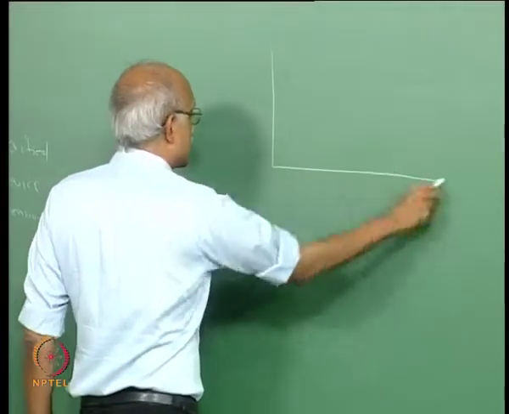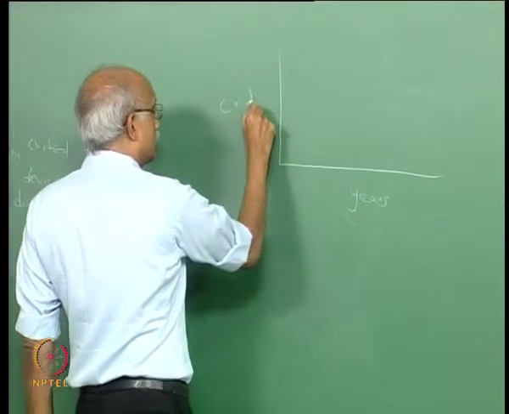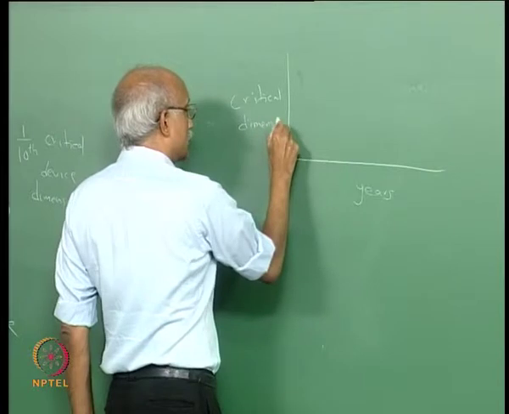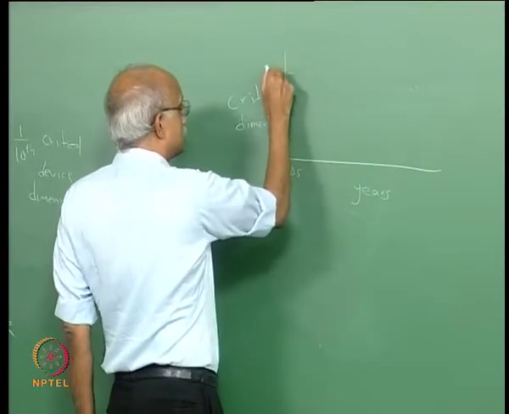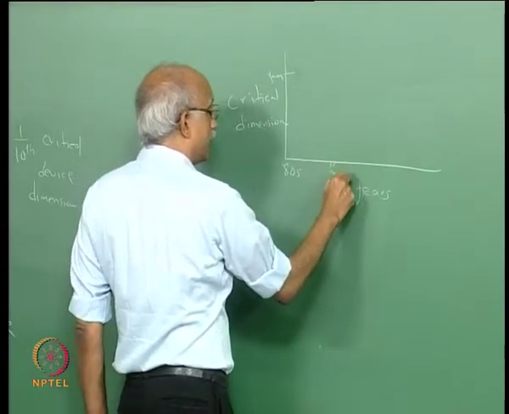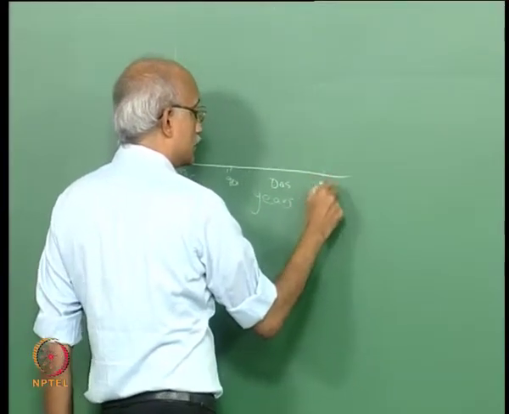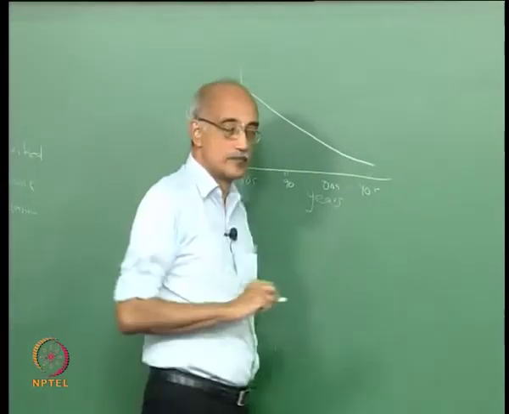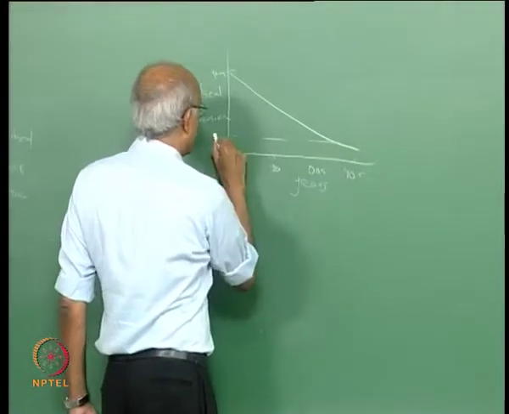So if you look at this as years, and you look at the critical dimension, back in the 80s, it was of the order of microns. So now 90s, 00s, 10s, and so on, there's been a rapid reduction in terms of the critical dimension. Now it's actually down in the nanometer range.